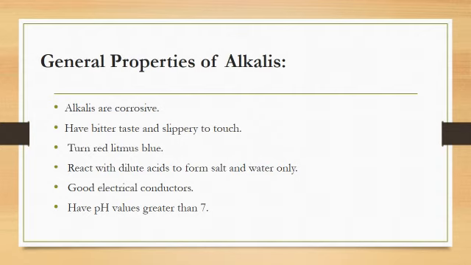Number 1. Alkalis are corrosive. Number 2, they have a bitter taste and are slippery to touch. Number 3, they turn red litmus paper blue. Number 4, alkalis react with dilute acids to form salt and water only. Number 5, alkalis are good electrical conductors. Number 6, they have pH values greater than 7.